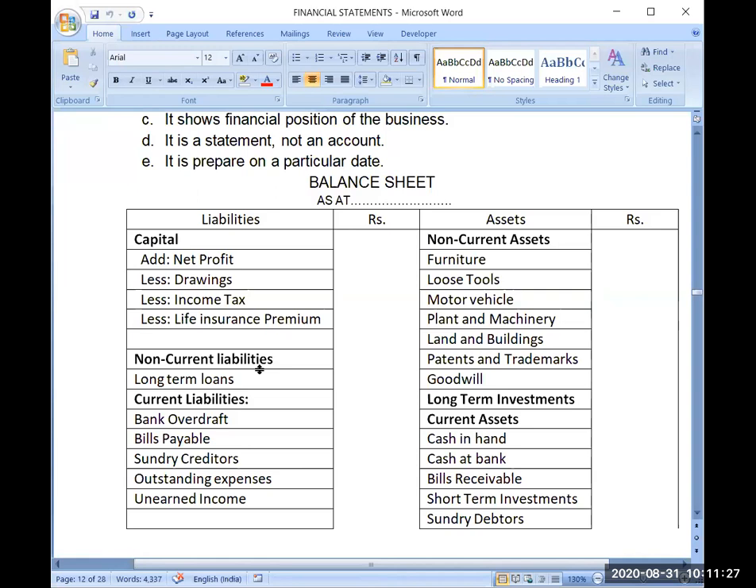Now next is current liabilities. Current liabilities are the liabilities which are payable within a year, which you have to pay back within a year, not for more than 1 year. That liability is termed as current liability.